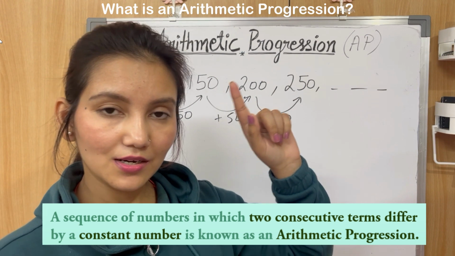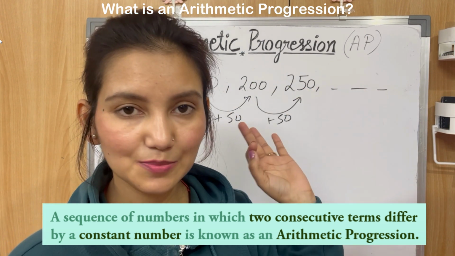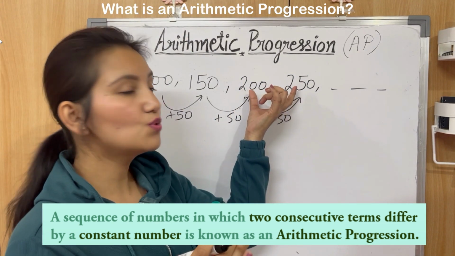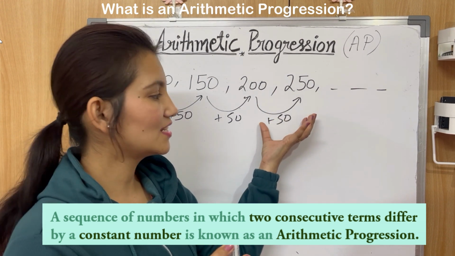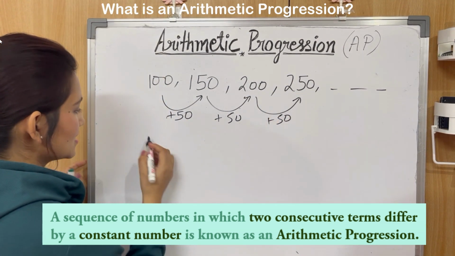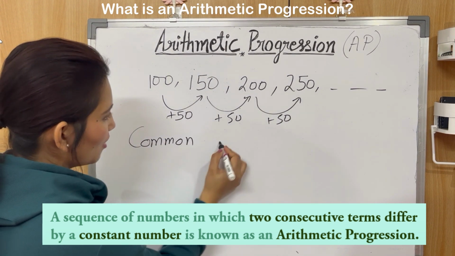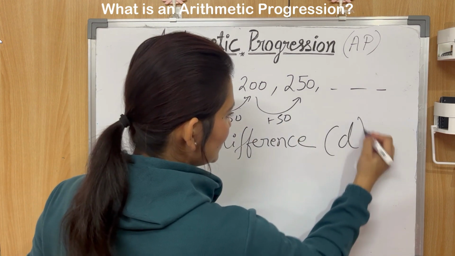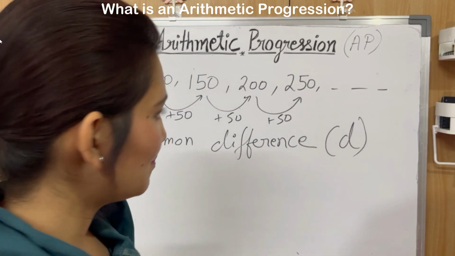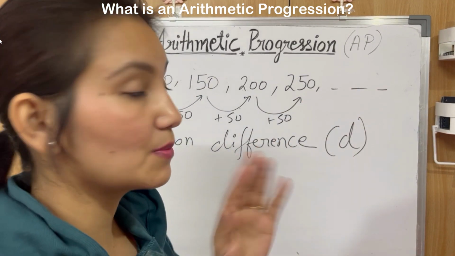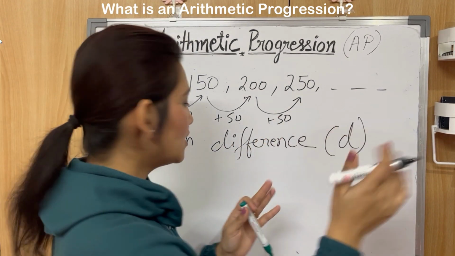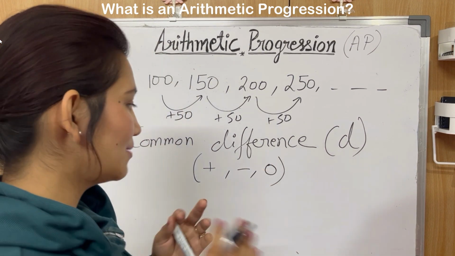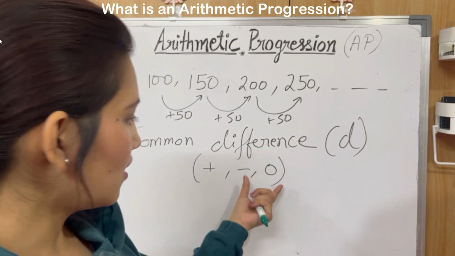Okay, I'll just write the definition somewhere on the screen. I'll just paste a snippet of it, so don't worry about that. So the gist is the difference of two consecutive terms is fixed, is a constant number, and that constant number is known as the common difference of that AP. Common difference, okay? So common difference is denoted by small d. In this case the common difference is plus 50, positive. But common difference can be positive, it can also be negative or zero. So I'll just give you examples of these two cases as well.